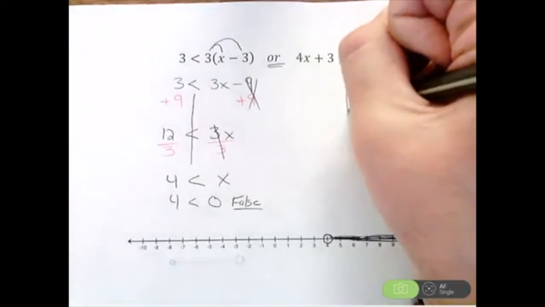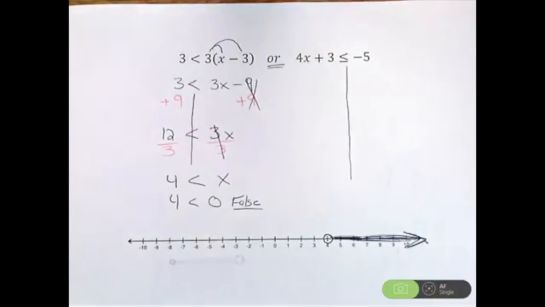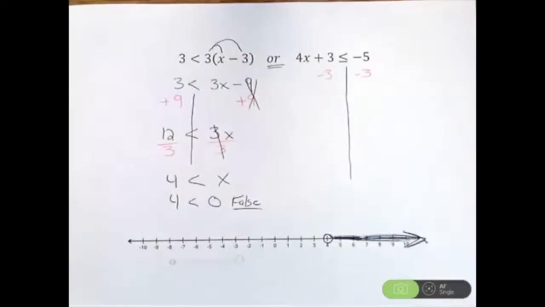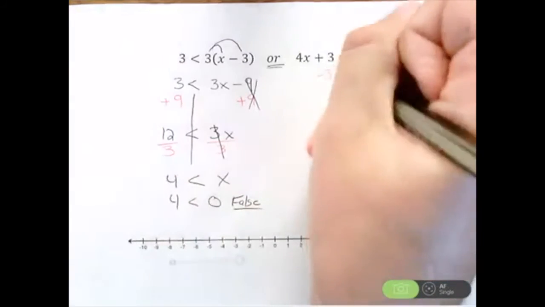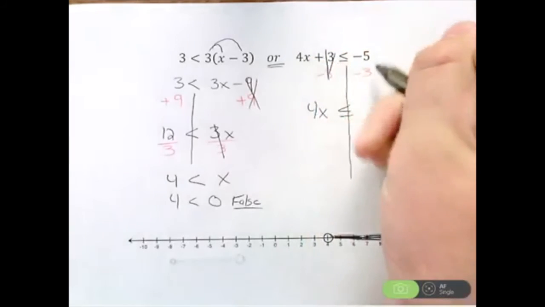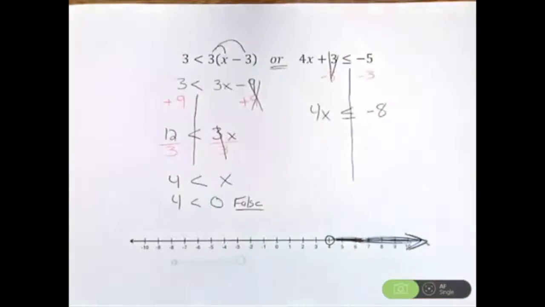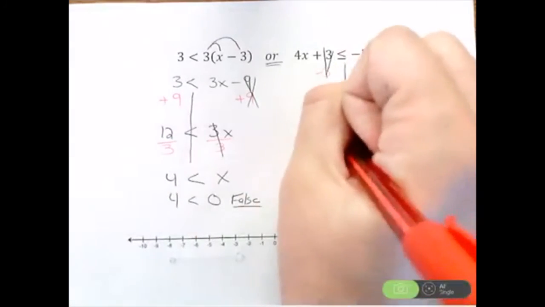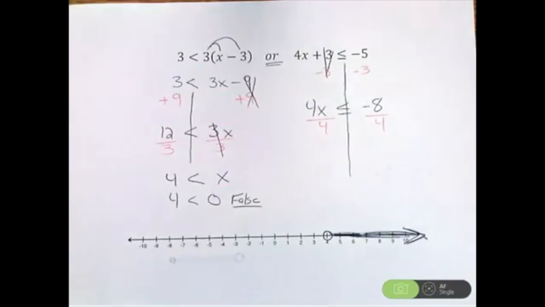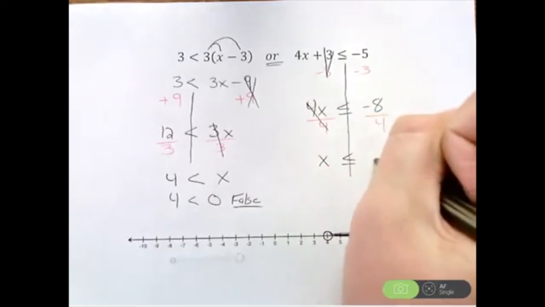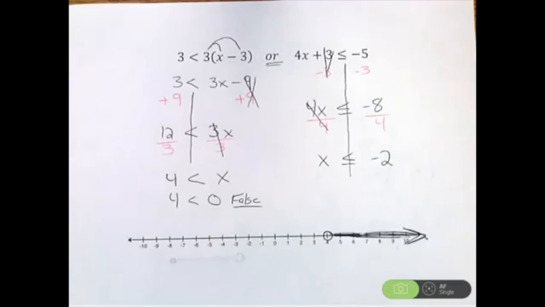So no distributing there. No combining like terms, so just work through PEMDAS backwards. Subtract 3, subtract 3. So that's going to give me 4x is less than or equal to negative 5 minus 3, which is negative 8. Got to get rid of the 4, so divide by 4, divide by 4. Get x is less than or equal to negative 2.